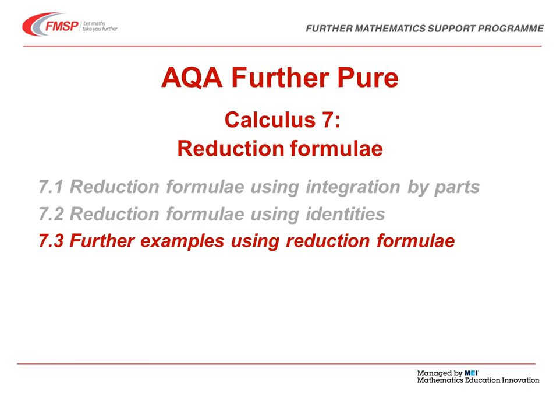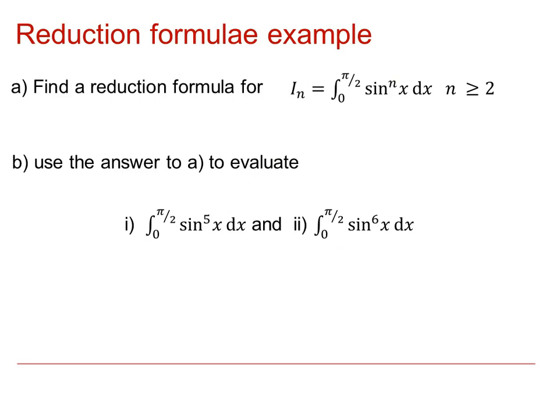This is a video for AQA Further Pure Mathematics, Calculus section 7.3, which is considering some further examples using reduction formulae. Well, I'd like to consider this example, which asks us first to find a reduction formula for In, which is the integral from 0 to pi by 2 of sine to the power n of x dx for n greater than or equal to 2. And then, having got that reduction formula, to evaluate sine to the power 5x and sine to the power 6x between those limits.